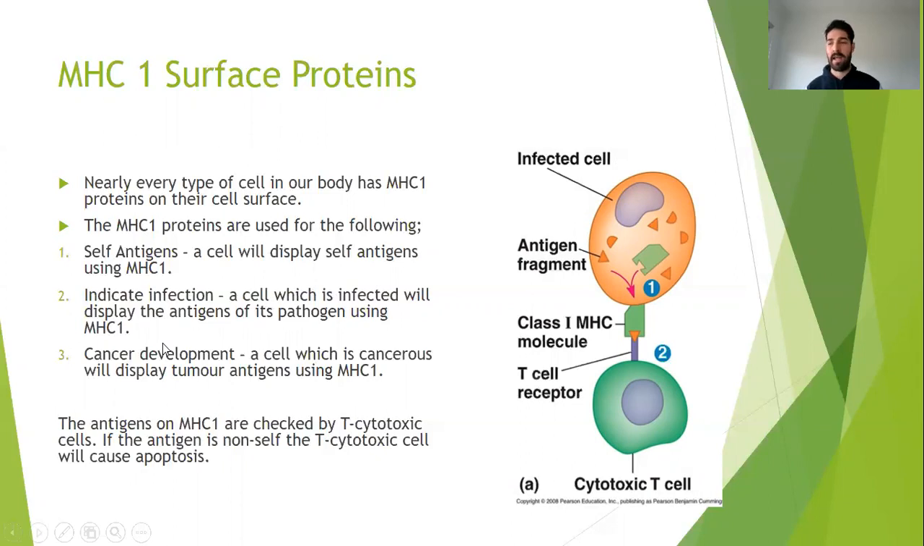And these are checked by an immune system cell called T cytotoxic cells. They come along and scan the MHC1 markers and determine, okay, is this a self cell? If it is, we can leave it alone. If there's an infection or if there's cancer, the T cytotoxic cell will initiate apoptosis, which we've learned about a few lessons back. So basically, MHC1 are checked by the T cytotoxic.